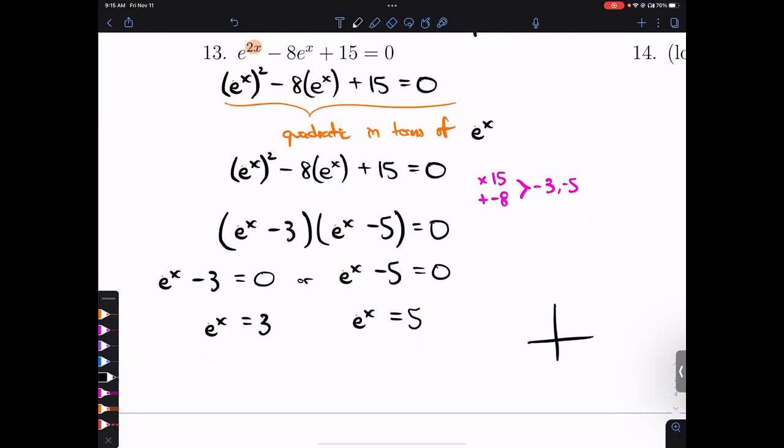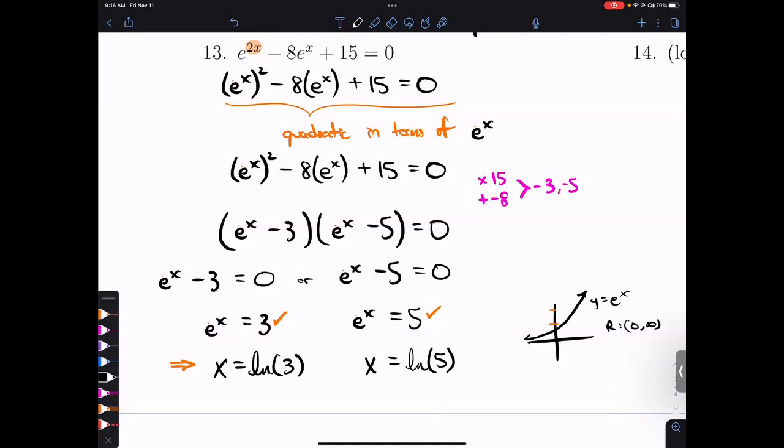Thinking about e to the x as a function, its range is 0 to infinity. So both of those are fine, right? At this point, I would want to be on the lookout for anything where e to the x equals a negative number or 0. Those would not work. But 3 and 5 are both positive, so that's fine. We don't have any weird stuff going on here. And then we would just want to solve those, right? So if e to the x is 3, that means that x is the natural log of 3, or the natural log of 5.